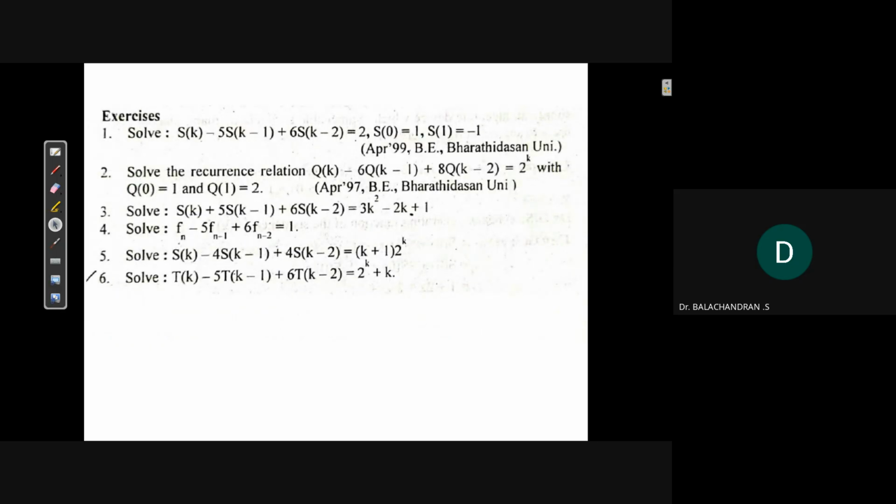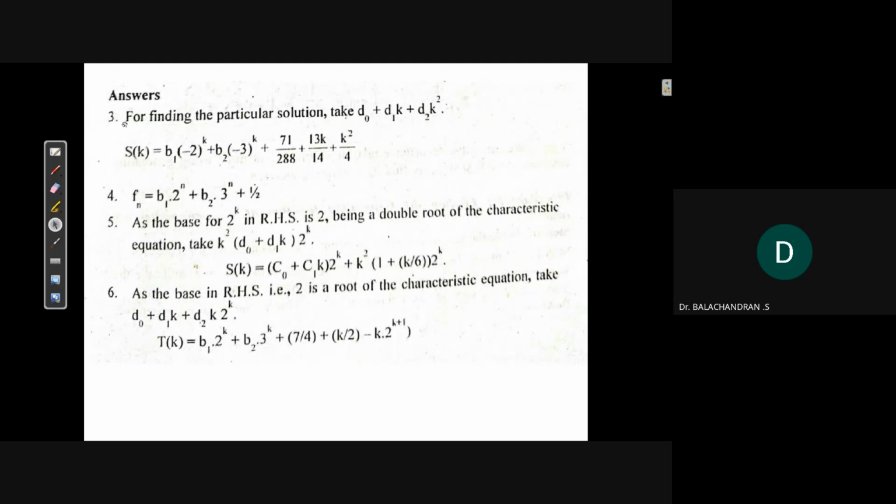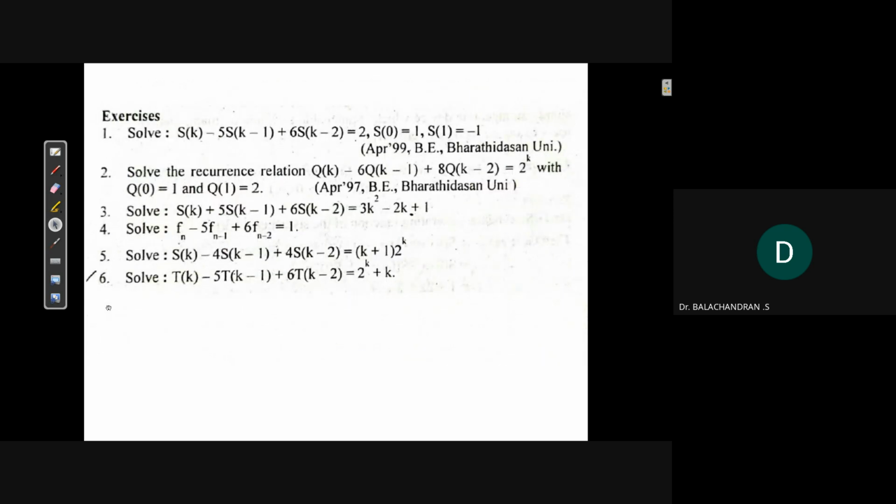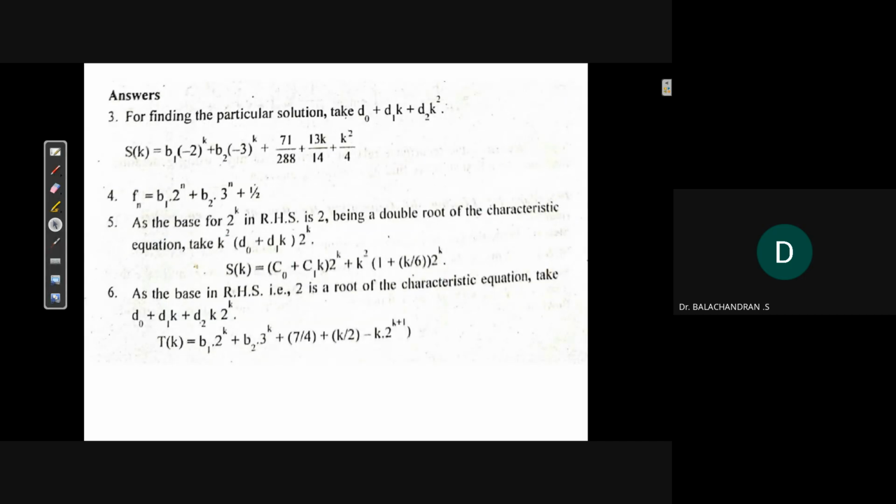Okay, I'll stop here. If you want, you can try some of the exercise problems here. So 6 problems are here, but only 4 solutions. For 3, 4, 5, 6 only solution is given. 1 and 2 solution is not here. So those interested students, you can verify it.